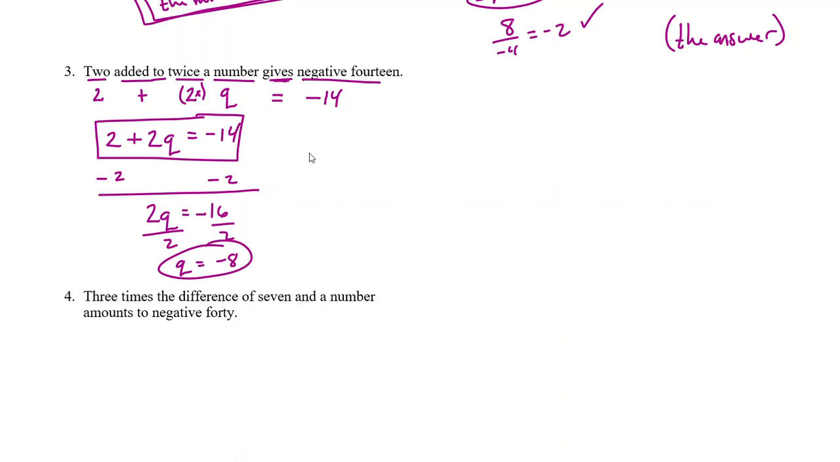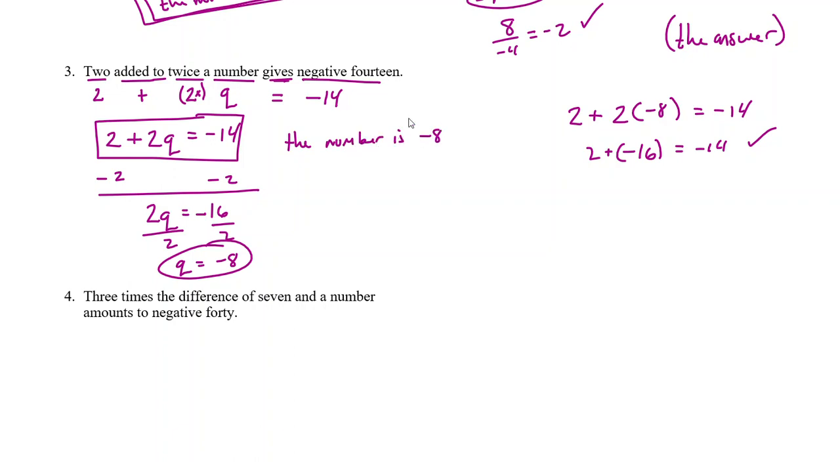We'll try it in our equation. Trying it in the equation doesn't tell us that we got the equation right, but it tells us that we did the solving right. So 2 plus 2 times -8 equals -14. Well, 2 times -8 is -16. Plus 2 is -14, and that's true. Okay, so Q does equal -8, so the number is -8. So we have our equation, and then we solve the equation.